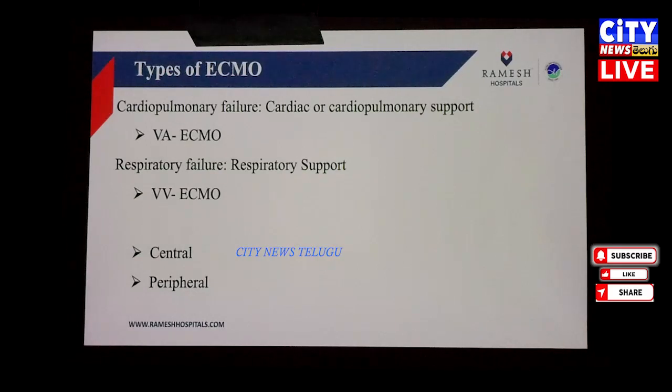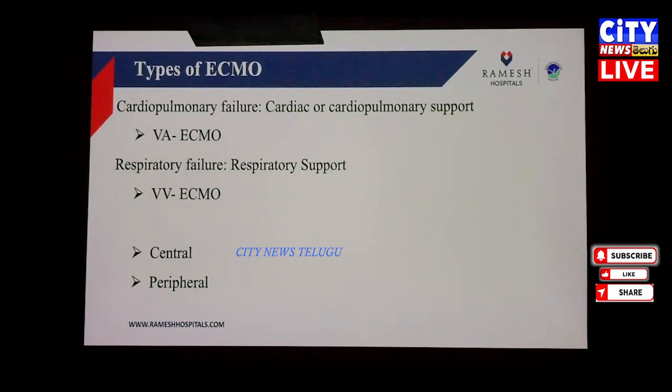Now in this terminology, the short form, there is a sequence to it. In VA, the first letter, V, refers to the access. Whatever is your access, that will be first. And the second one will be your return. So VA means blood is being taken from the venous system and pushed into the arterial system. VV means blood is taken from the venous system and pushed back into the venous system.